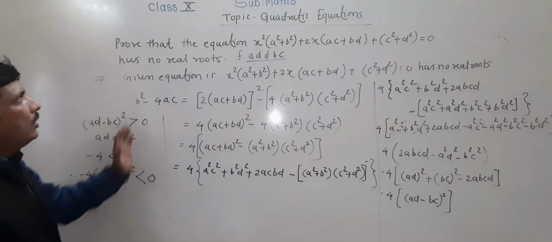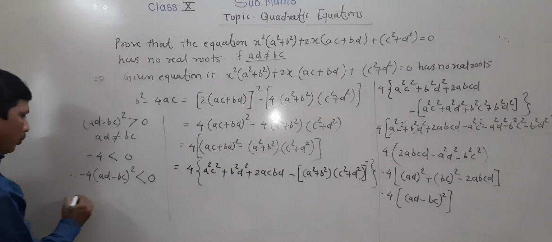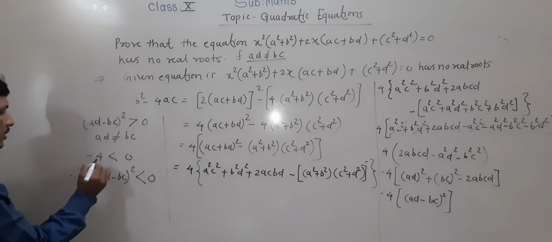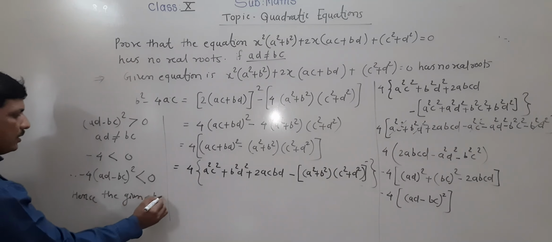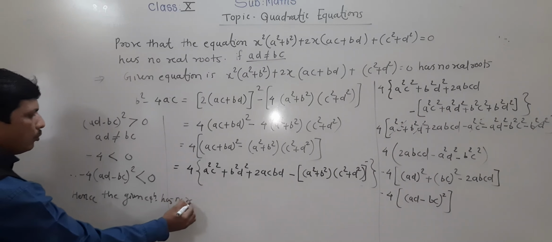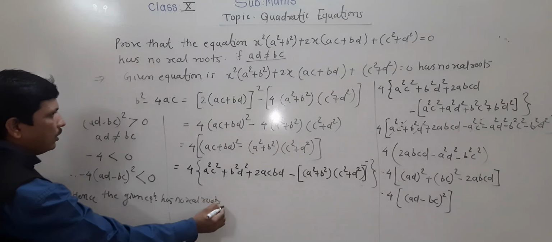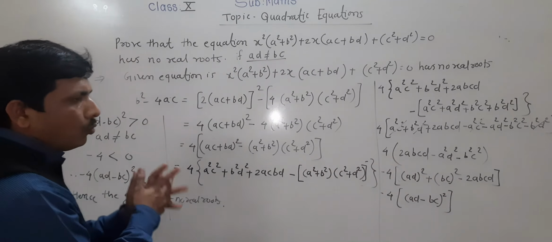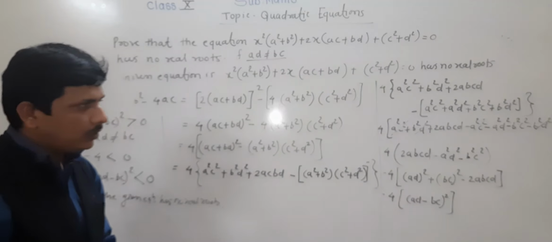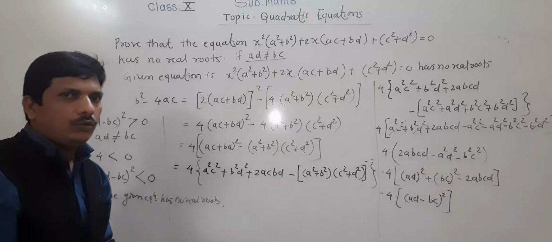Smaller than 0 means what? It has no real roots. So hence the given equation has no real roots. See carefully, this is an important example. A little bit lengthy process, but easy to understand. Nothing we have done except according to the rules. So see carefully and solve the same sum in your notes also. Thank you.